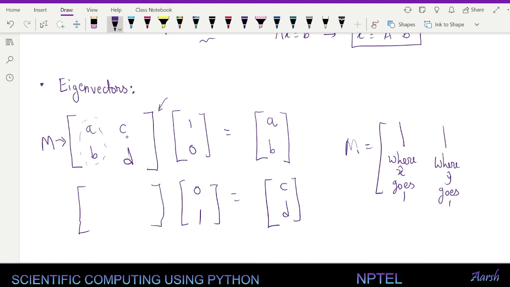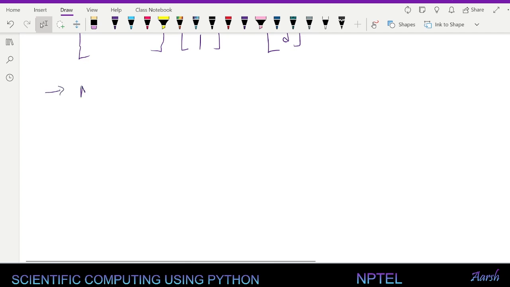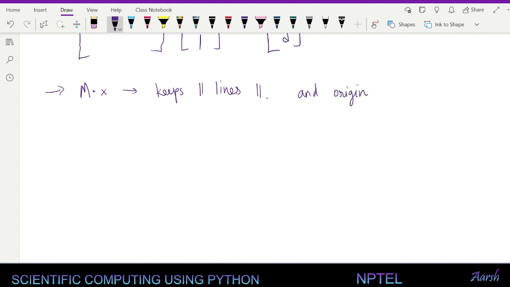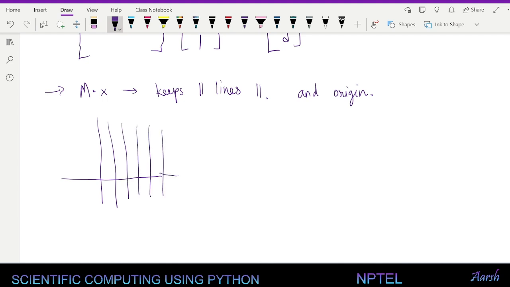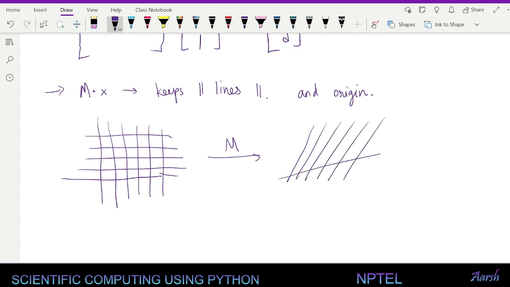If it is 3 by 3, then the third column would be where z cap goes, right? And one thing to remember is that M times x keeps parallel lines parallel and origin at origin. So earlier, if our coordinates are like this, the space is like this. What M does is it twists and bends the space in such a way that these lines still stay parallel. And this one is something like this. But the origin is where it is, right? Because M times (0, 0) will give you 0.